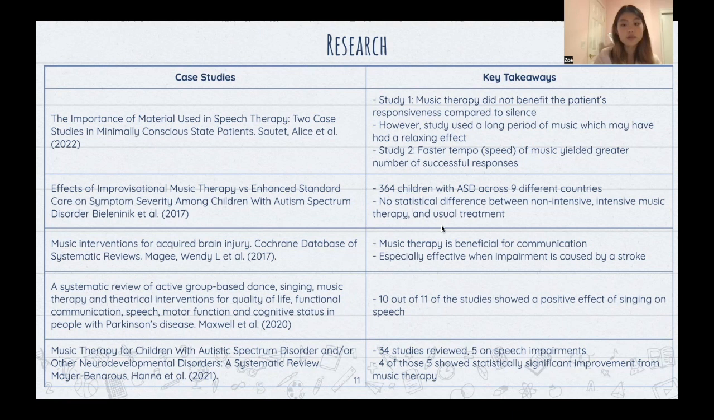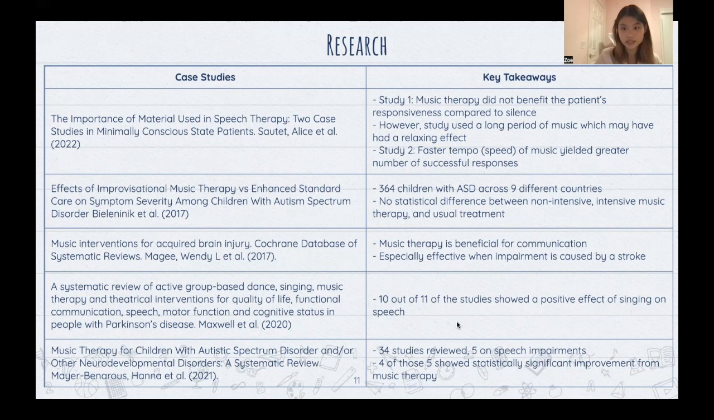So the next case is a little bit different. It focused primarily on Parkinson's disease, and it was also a systematic review of 11 studies, and 10 out of the 11 studies showed a positive effect of singing on speech impairment, and music therapy includes singing. And the last one looked again at children with autism spectrum disorder, and it was a systematic review of 34 studies, 5 of which were on speech impairments, and 4 of these 5 showed statistically significant improvement from music therapy.